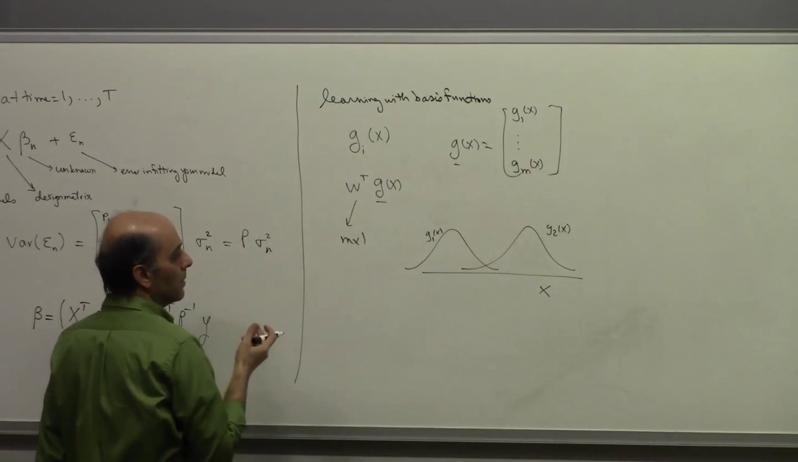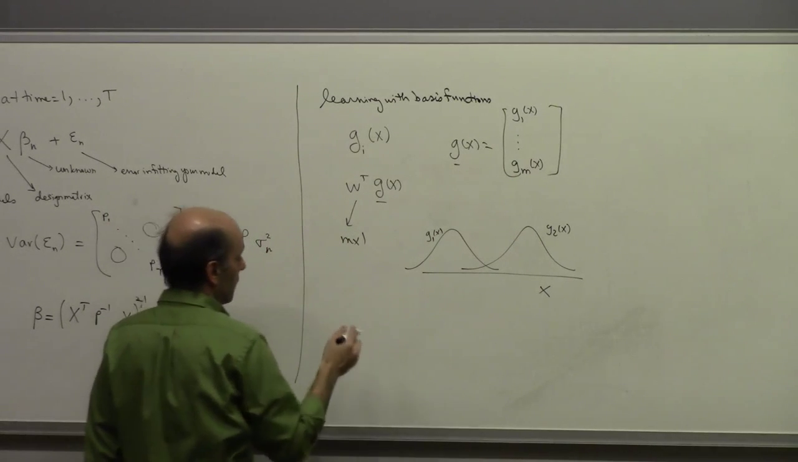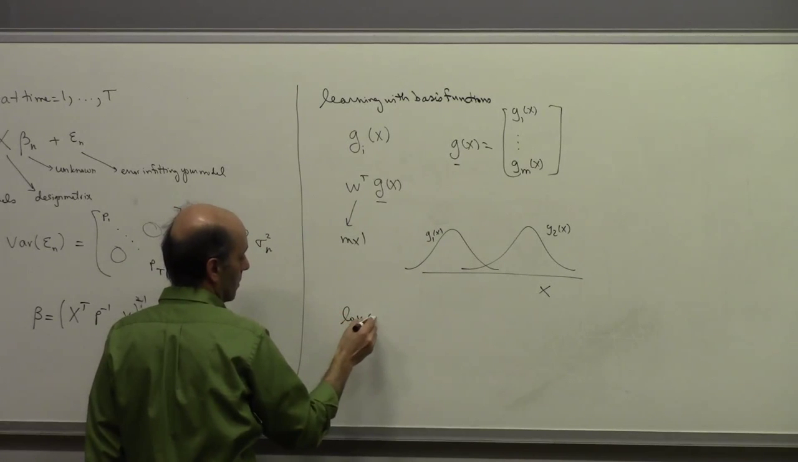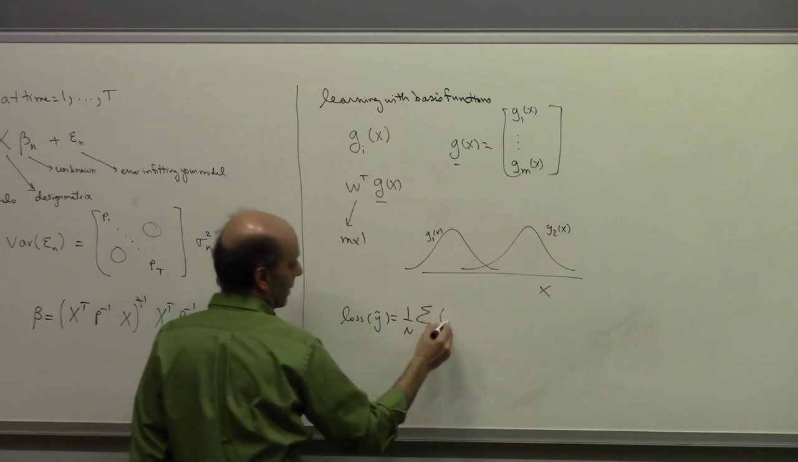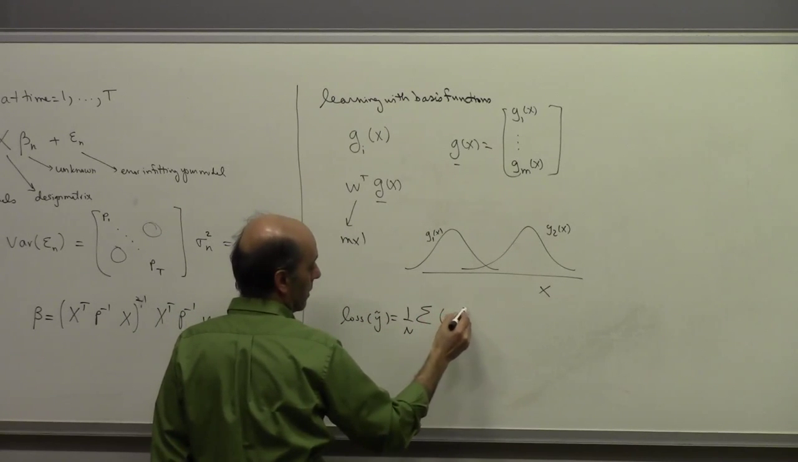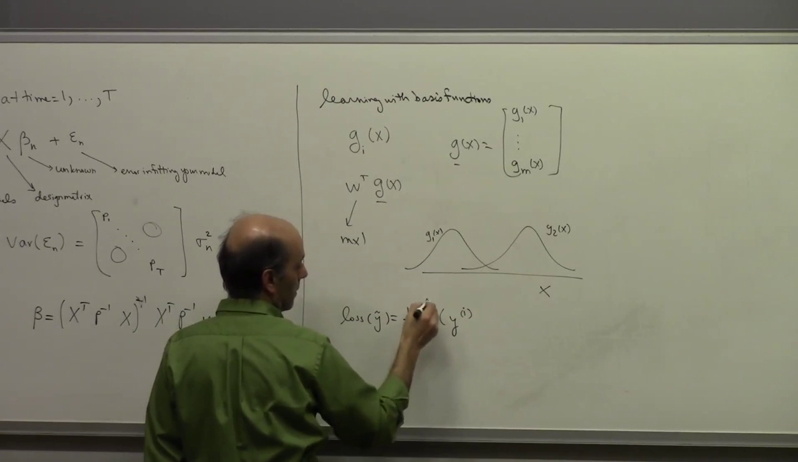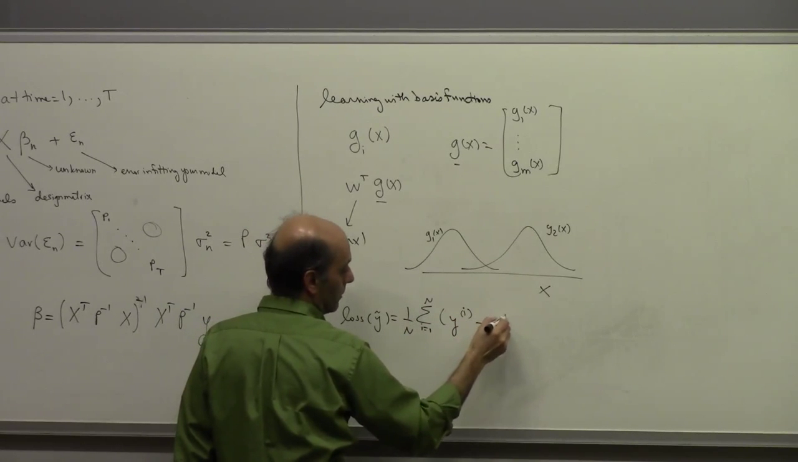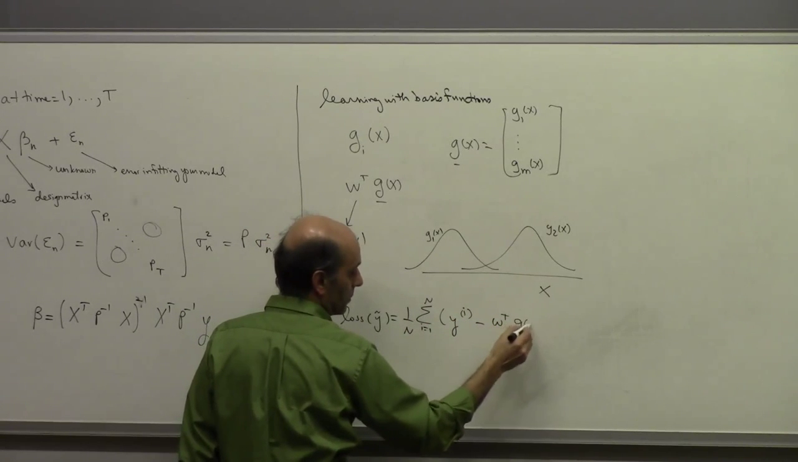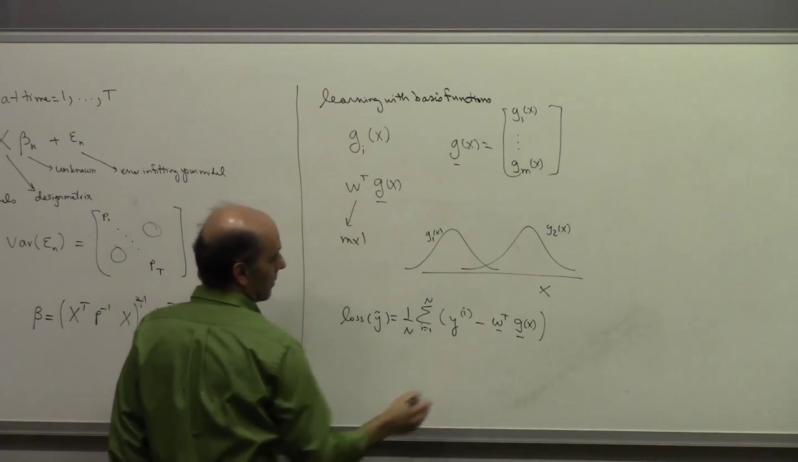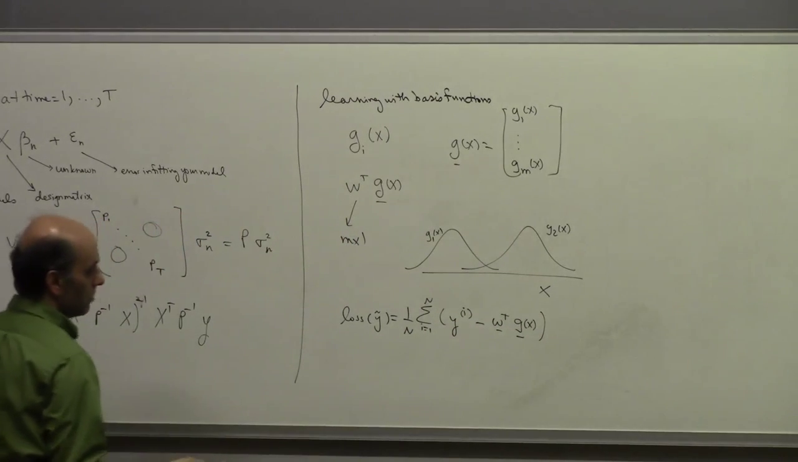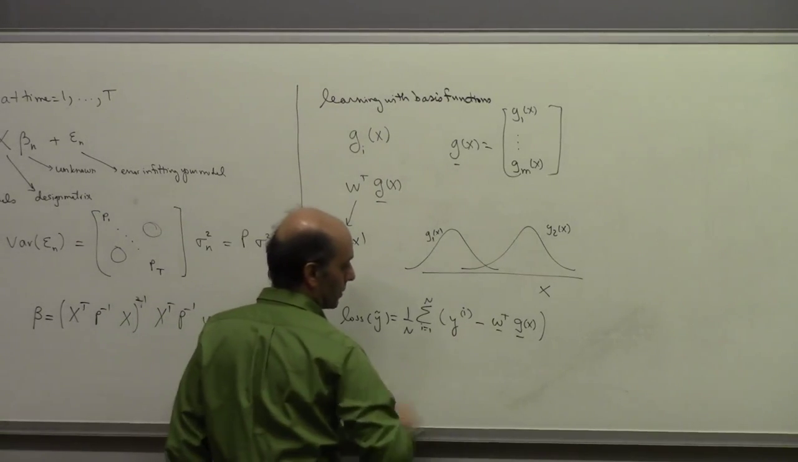And my loss function now is going to be the sum over n of y of i minus W transpose times vector G of X, where X is evaluated at time point i.